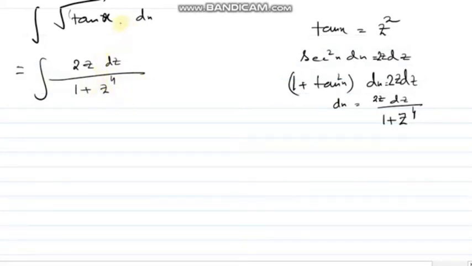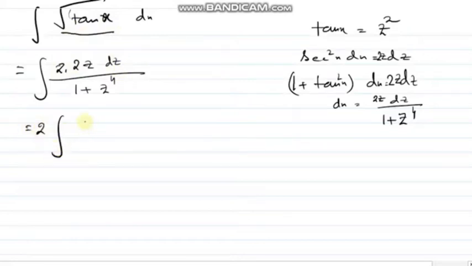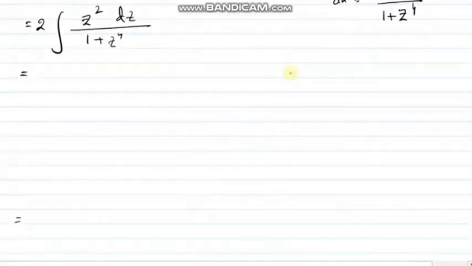I think I missed out one thing. Tan x as z square, dx is 2z dz, so one more z will come for root tan x, because root tan x is root over z square, right? So the sum is integration of 2z square dz divided by 1 plus z to the power 4. I have already warned you, this will be a huge sum.